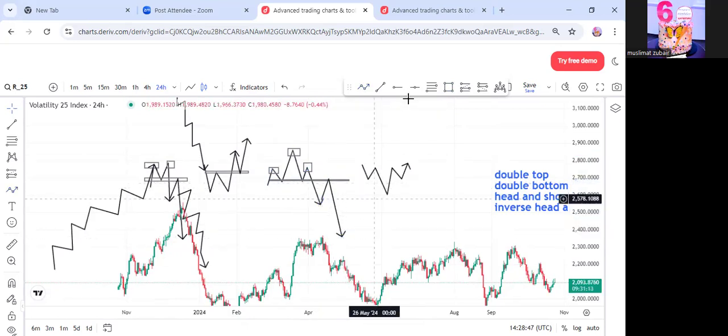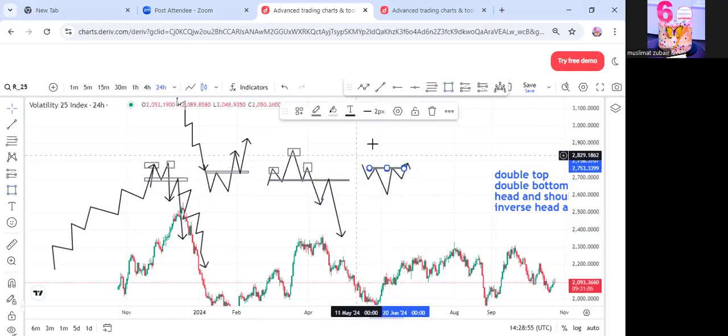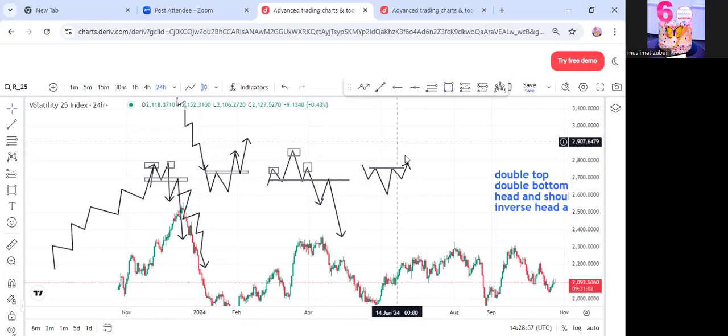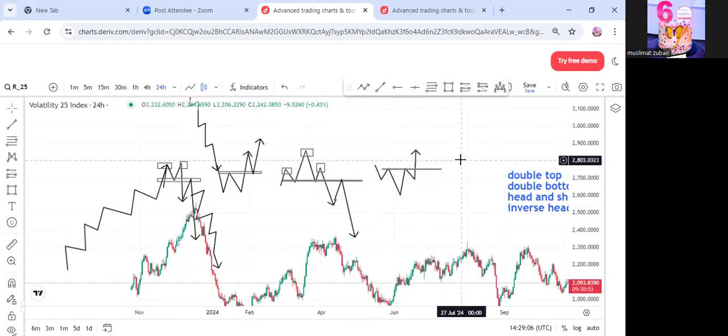Same thing as the inverse head and shoulder. Automatically, you know that this market will change bullish from a bearish market. This is the neckline. You wait for the market to pull a little bit upward, then you wait for the market to come back into the neckline. You are not concerned if the market is not coming back. You take your sell or your buy at the retest of the neckline.